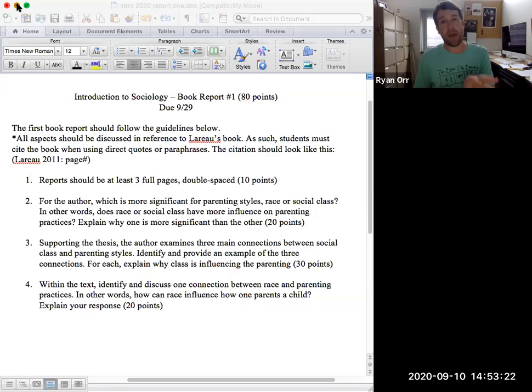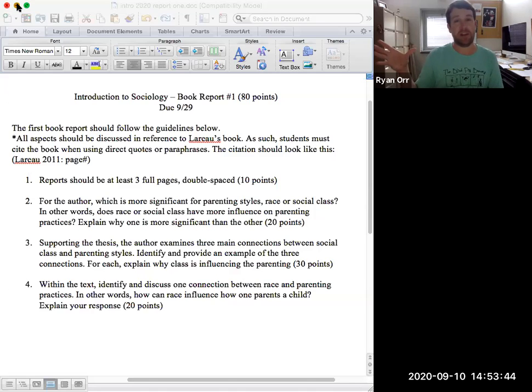So if race mattered more than class, then the two African American families should be parenting more or less in the same way. But that's not what you find. You find that although race is similar, the parenting styles are different. And so it's the different class backgrounds that are shaping the different parenting styles.